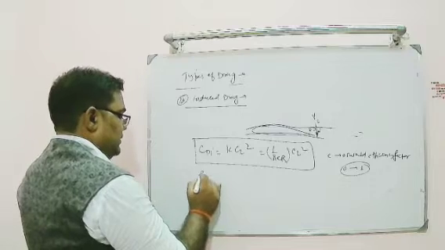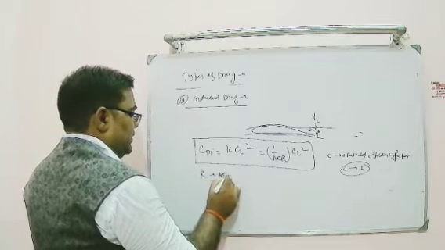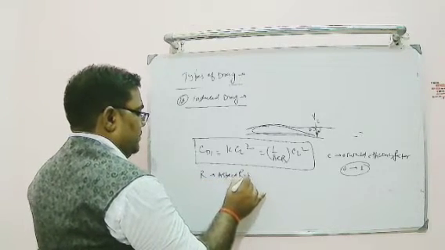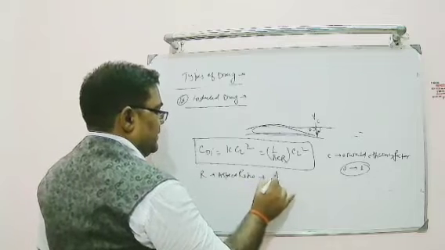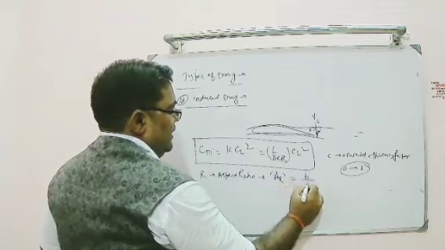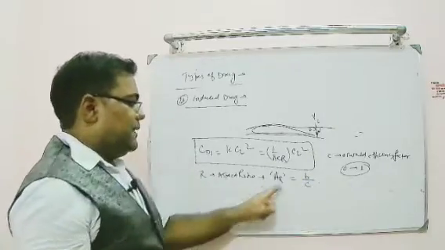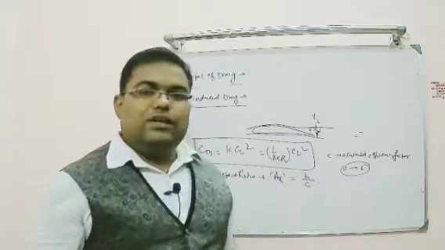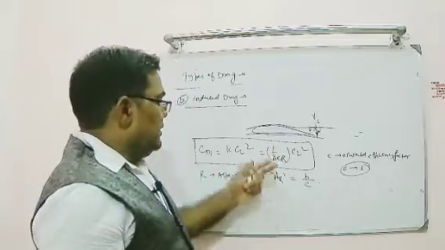R is aspect ratio. Sometimes we say this is AR. Some books are using AR. Aspect ratio is nothing but wing span divided by chord length. So pi ER and CL square, coefficient of lift.